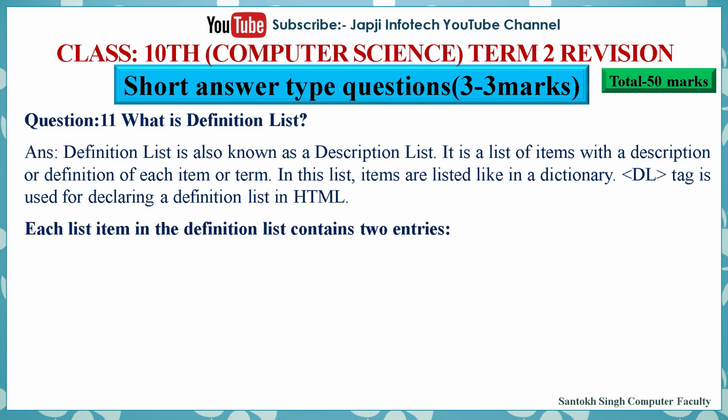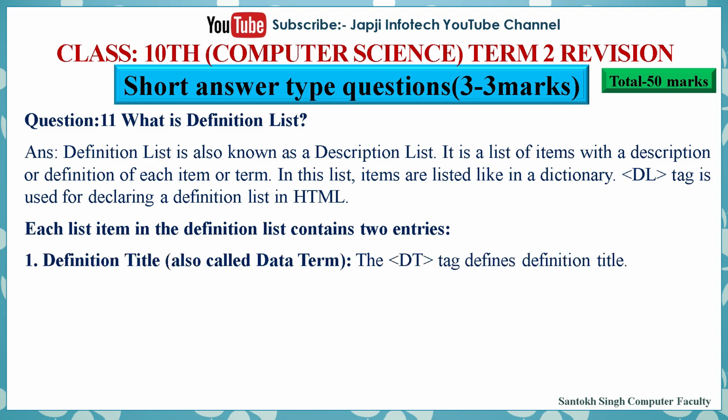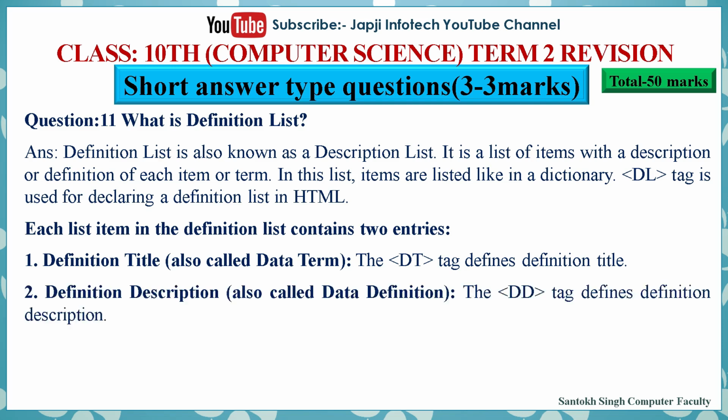So each list item in the definition list contains 2 entries. The first one is definition title, also called data term. The DT tag defines definition title, and the second one is definition description, also called data definition. The DD tag defines definition description.